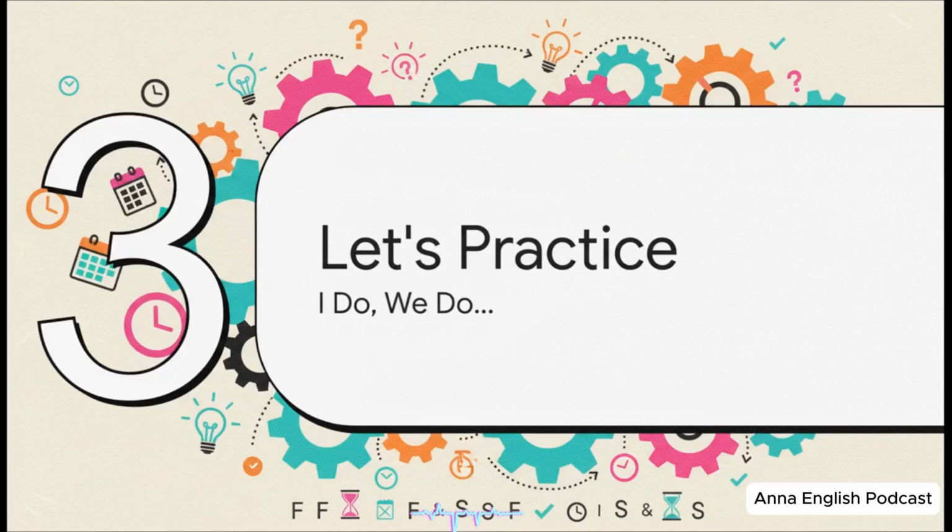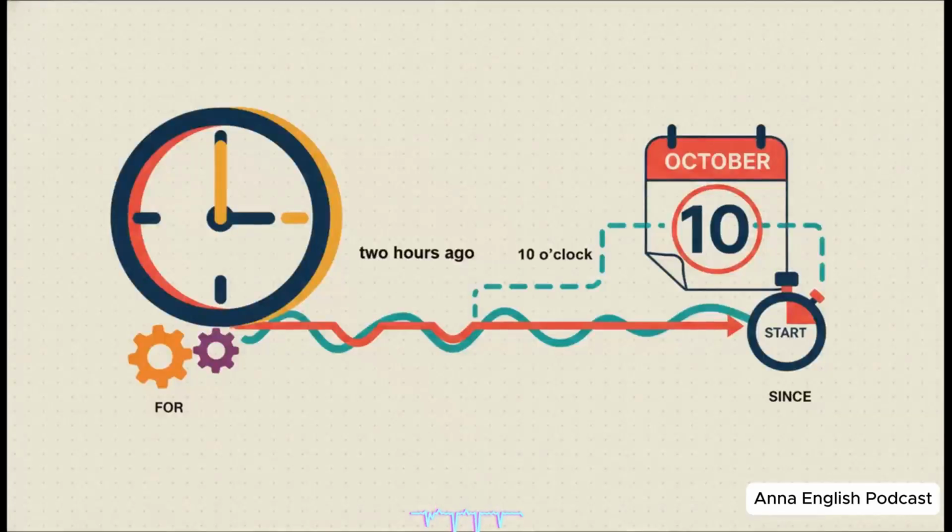Okay, knowing the rule is great, but practice is where it really starts to click. So let's look at some examples and figure them out together. Okay, check this out. On the left, we say she has been working for 2 hours. Why? Because 2 hours is a length of time. It's a duration. But on the right, we say she has been working since 10 o'clock. Here we use since because 10 o'clock is the specific moment she started. It's the same situation, just 2 different ways of talking about the time.